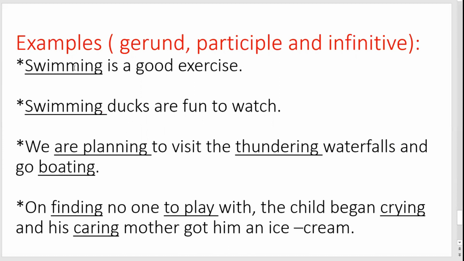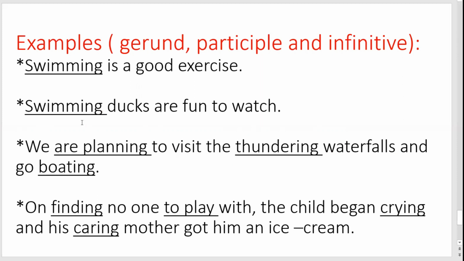So when we want to prove that it is a participle, we need a noun here, right? We want to describe it. So there is no noun here. So it is naturally a gerund. So it is behaving like a noun here. Swimming is a good exercise. Actually, it is not showing any action here, but it is telling the name of the action and behaving like a noun. Here, the second sentence, swimming ducks are fun to watch.